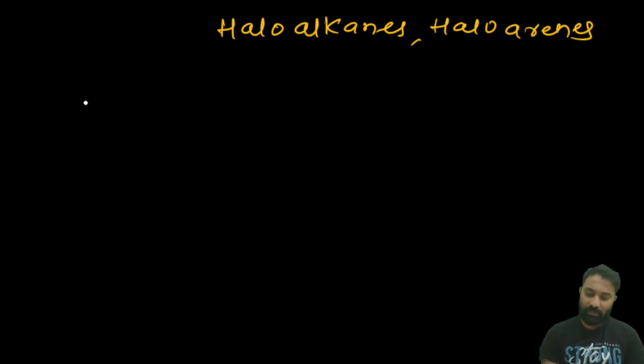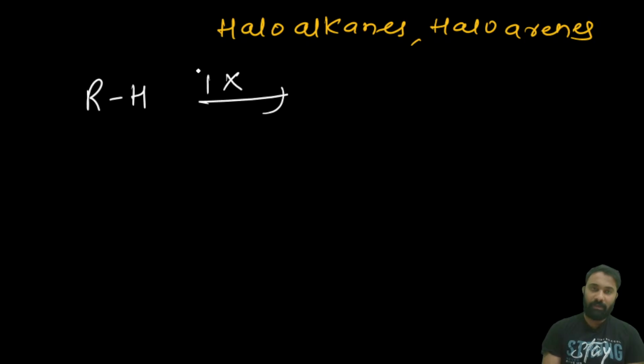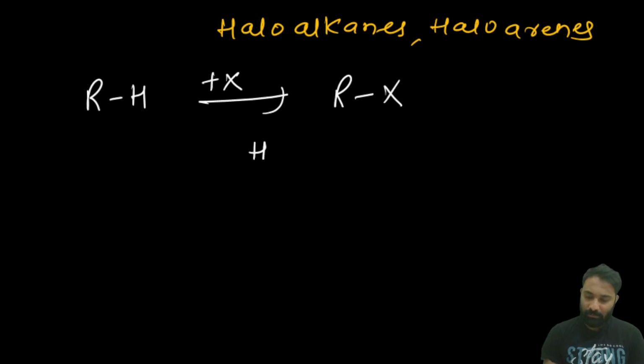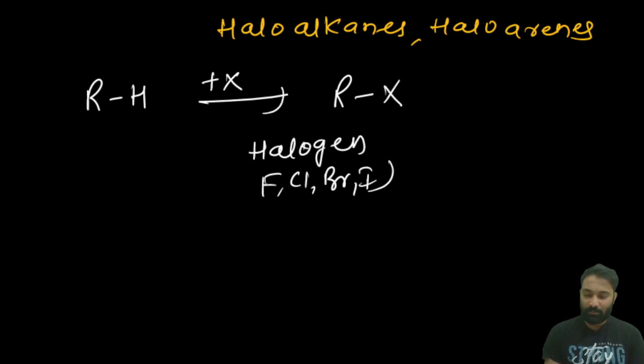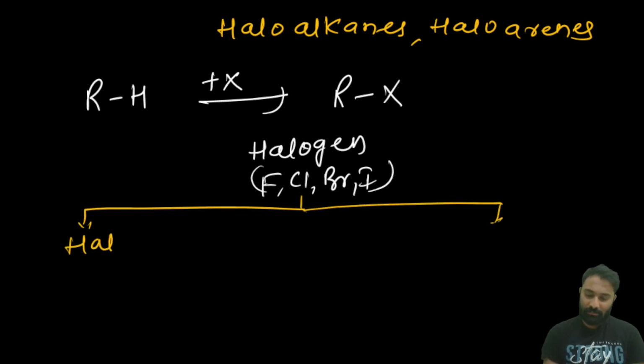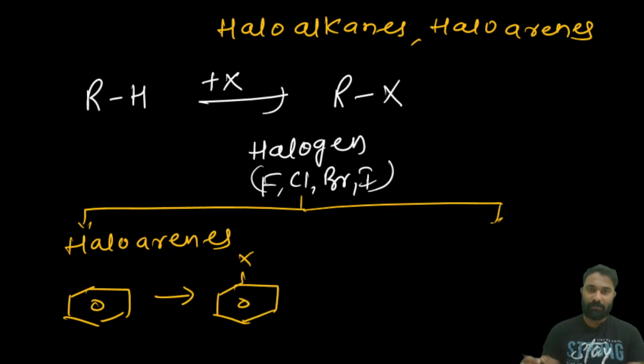Now what is the meaning of haloalkanes? For a hydrocarbon, if a hydrogen is replaced and a halogen is added, we call it a haloalkane. Done? Clear? Here we have the halogens like F, Cl, Br, I. And if it is haloarenes, for benzene halogens are added. For benzene, if halogens are added, we call it a haloarene. Done?